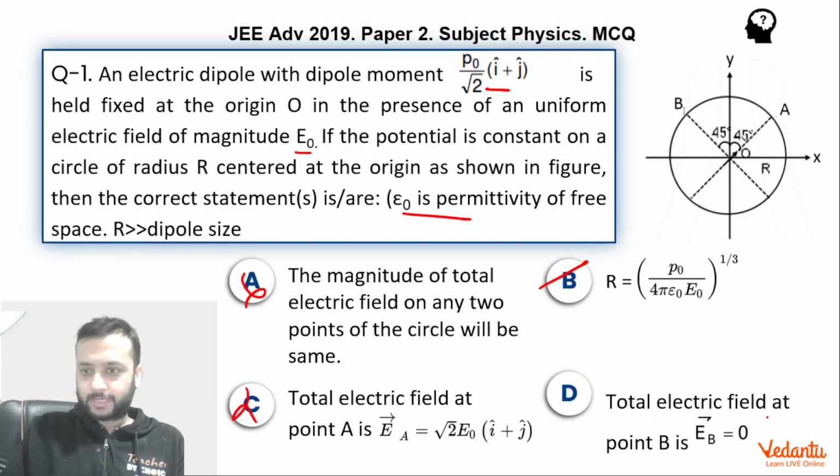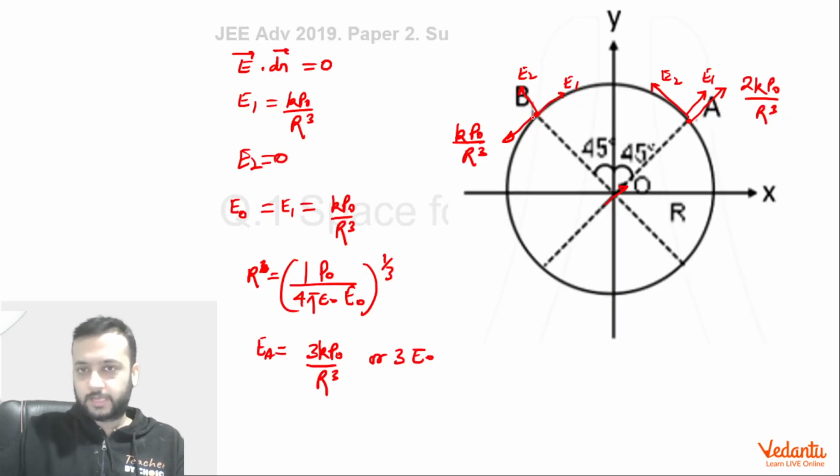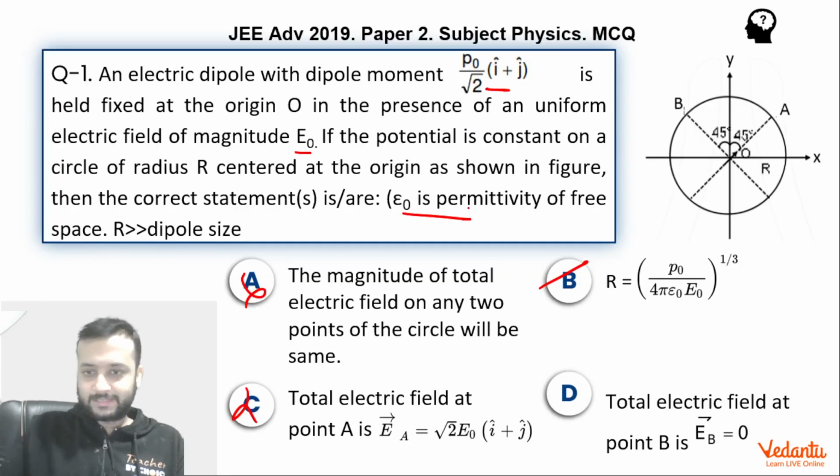Which option is left? Total electric field at point B is 0, which is correct, because we know that E2 was 0 and E1 has cancelled out this component. So we can say that option D is also right. So B and D were the correct answer according to the IIT key. Now, let's discuss the ambiguity I was talking about in slight detail.